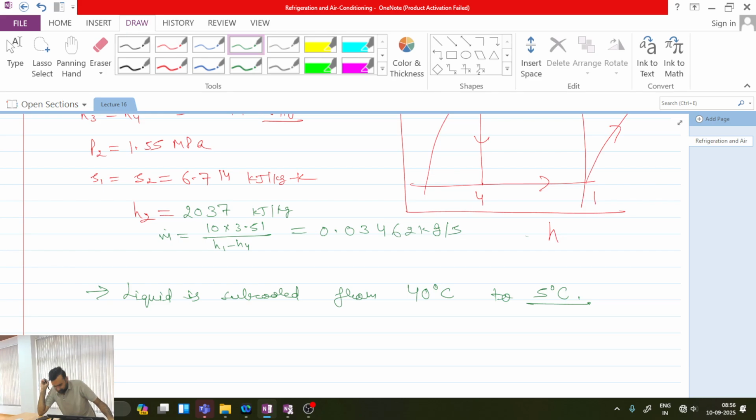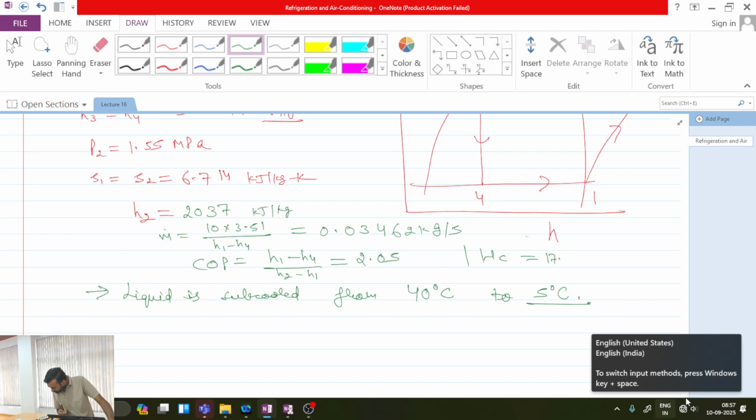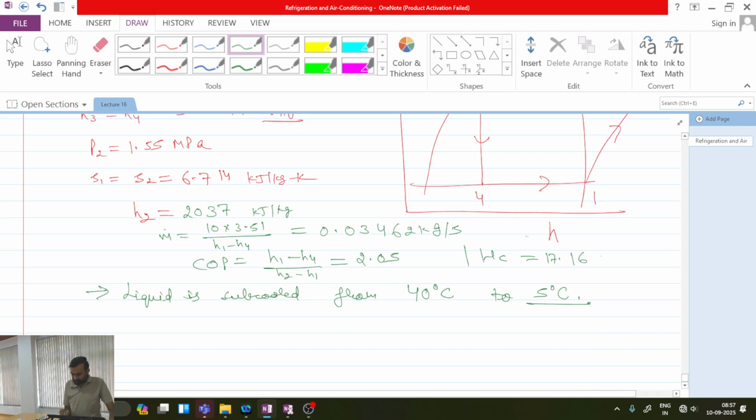And how much will be the COP? Simply (H1 minus H4) divided by (H2 minus H1), because the mass flow rate will be the same. So how much will be the COP? Tell me quickly. It will be 2.05. And the compressor work will be 17.16 kilowatt.